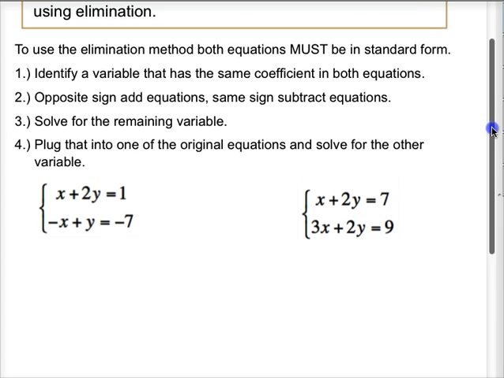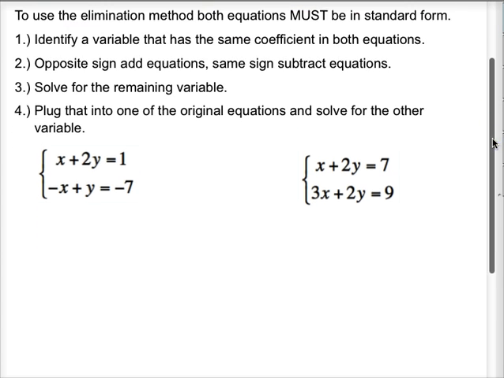So what I'm looking for, in this case, notice I have x and I have a negative x. Okay, both have a coefficient of 1 or -1. If they have a different sign, that's fine too, in fact, to make it easier for you. So you're looking for the variable that has the same coefficient in both. Okay, and it helps if both are in standard form.